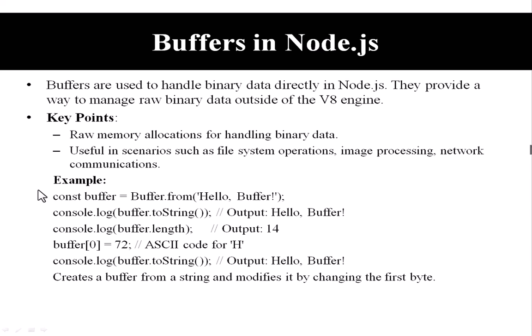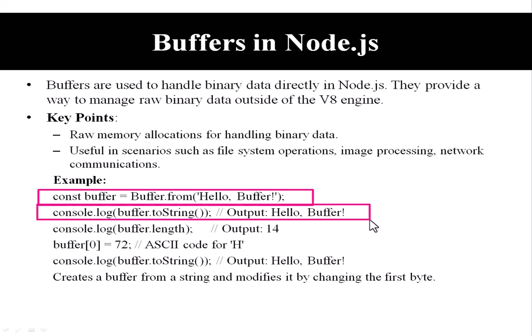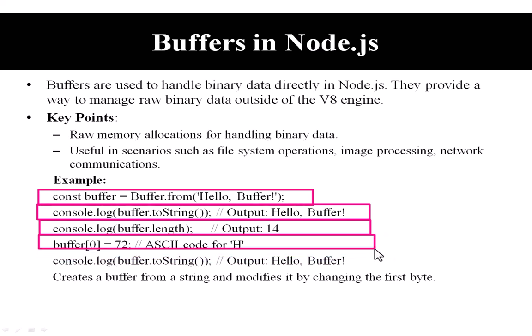Here we have an example. We have defined a constant buffer, and Buffer.from is Hello, Buffer. If you notice, how many characters are in Hello and Buffer? Hello has 1, 2, 3, 4, 5, and the comma is 6, space 7, then 8, 9, 10, 11, 12, 13, 14. Now if you want to get the output from the buffer, you use console.log of buffer.toString, which gives the output Hello, Buffer!